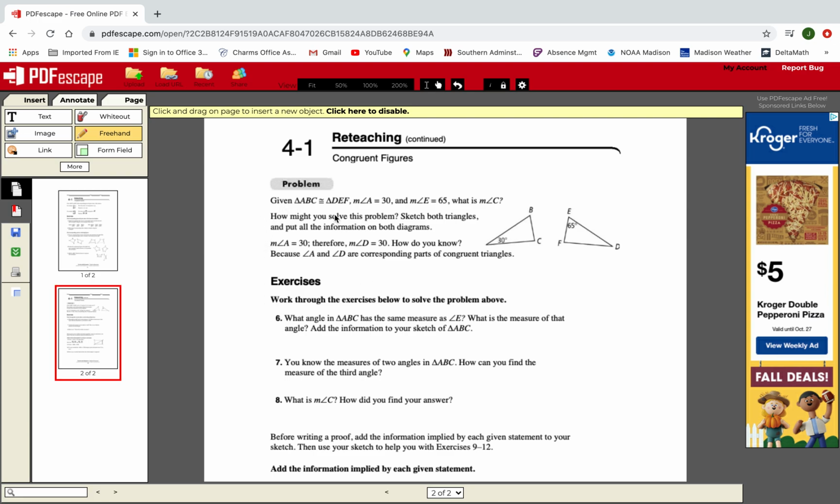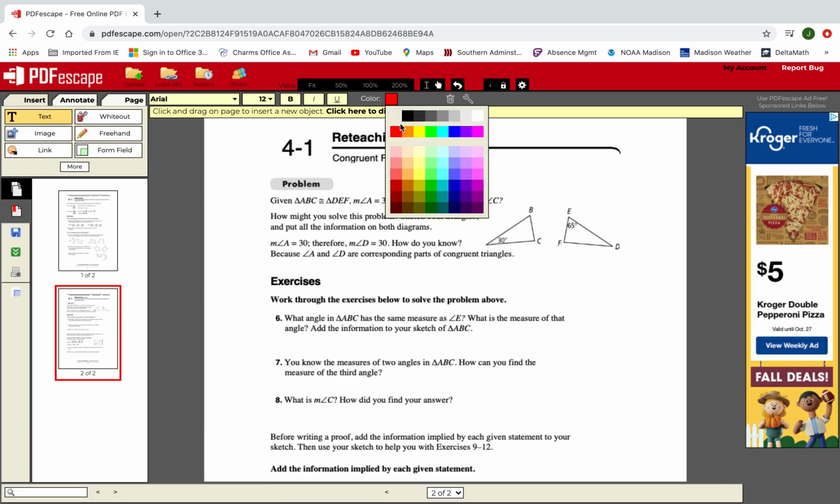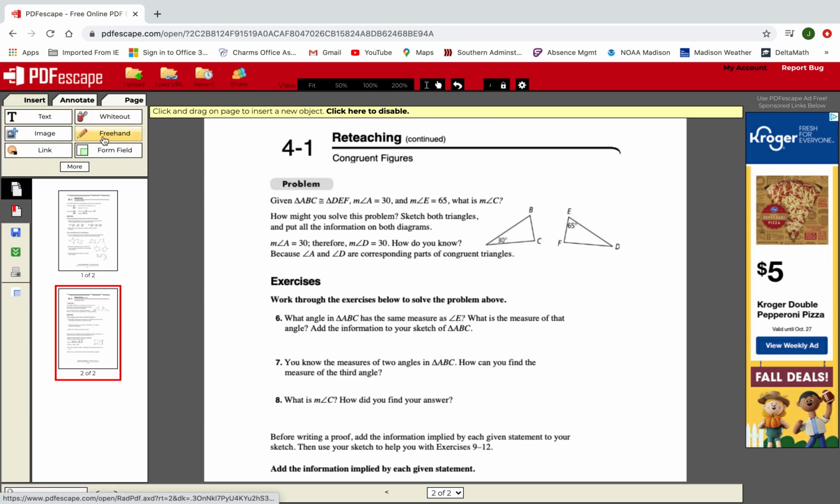So the example says, given triangle ABC congruent to triangle DEF, and it gives you some measurements. It says if angle A is 30 degrees and angle E is 65 degrees, what is the measure of angle C? So first of all, there is a letter missing here. So let's add that in first. This actually is angle A, and it is not labeled on our worksheet. So there it is. It is now.